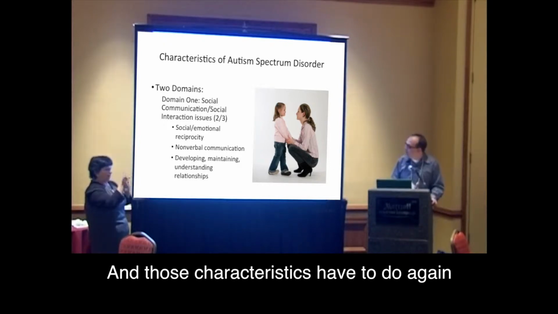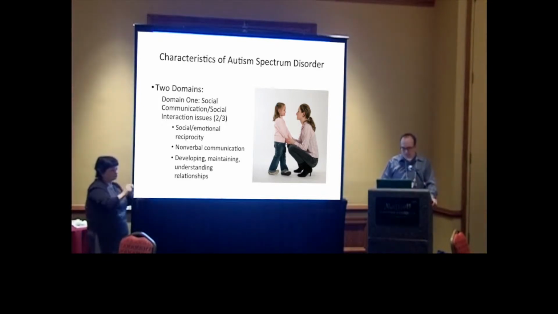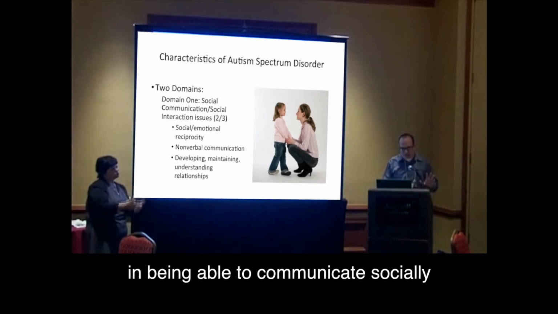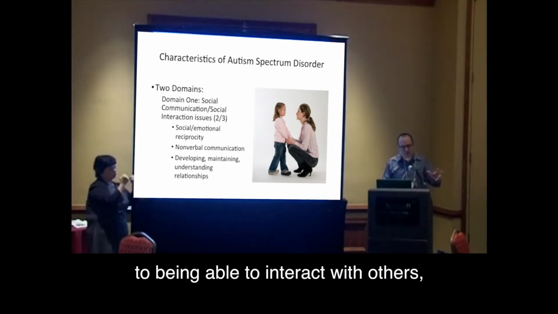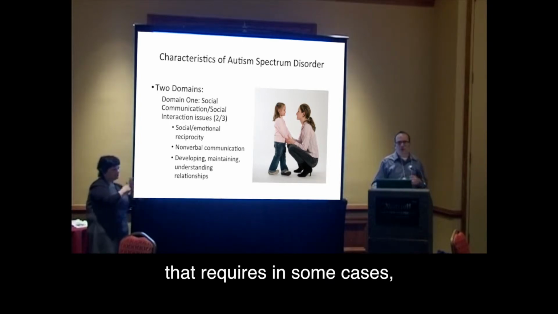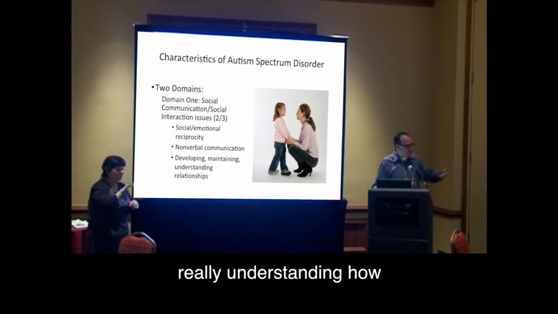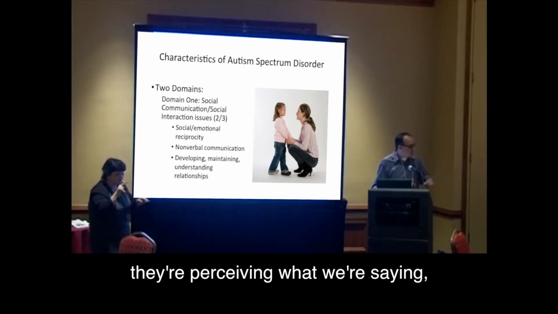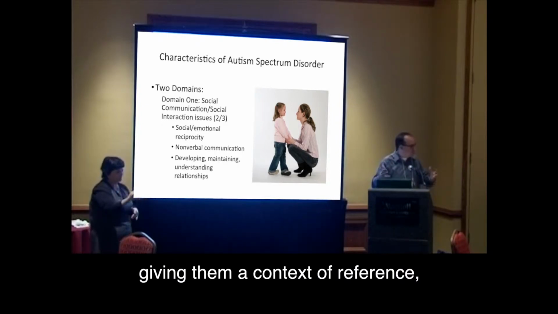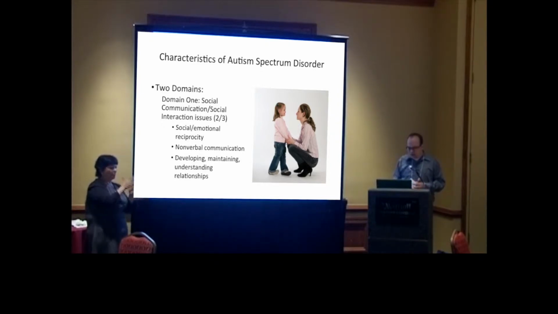Those characteristics have to do, again, with social communication and social interaction. So some challenges in being able to communicate socially, to being able to interact with others. One thing that we call reciprocity, which is this ability to have a reciprocal interaction, requires, in some cases, getting inside the head of the other person, really understanding how they're perceiving what we're saying, giving them a context of reference. Those kinds of things are particularly challenging for people on the spectrum.